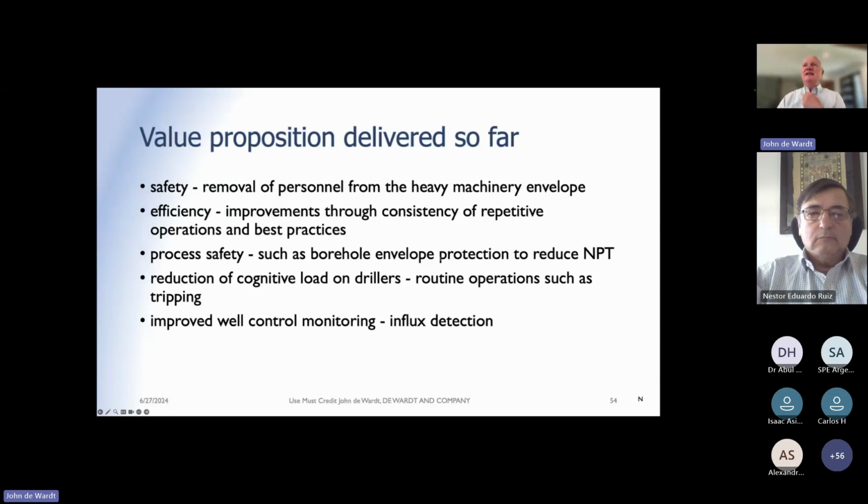And, you know, the stringer thing is really important because the system can catch stuff earlier. And of course, influx detection. And then reduction of cognitive load on drillers. You know, take them up to the supervisory control so that the routine operations are being done for them. And I mentioned, yeah, improving influx detection.